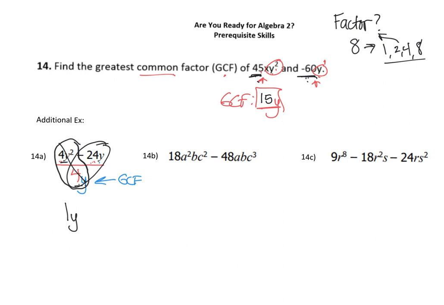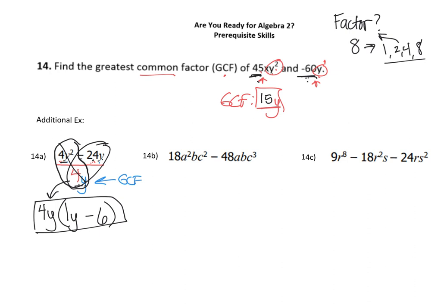Now we're going to do the negative 24y divided by 4y. So negative 24, that negative sign stays with it, divided by 4 is negative 6. Y, subtract that y, means I have 0 y's left. It's gone. So this quotient is what goes inside the parentheses. I wrap it up, and my GCF goes on the outside of the parentheses. This is factoring by finding the GCF.